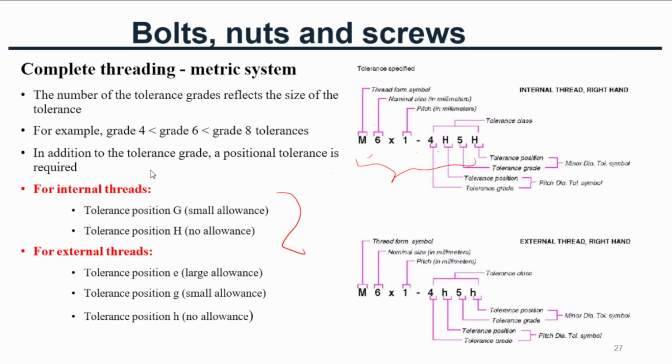M6 multiplied by 1, 4H 5H. So in this designation, M is the symbol for metric, then the nominal diameter and pitch. The tolerance grade is indicated by 4, then the tolerance position H. Then the minor diameter tolerance is 5, grade H. This indicates the pitch diameter tolerance, and this one the minor diameter tolerance.